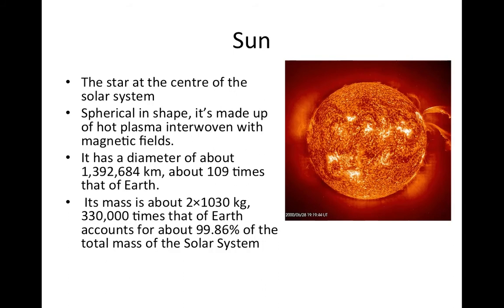I mean, the mass of the Sun is two times 10 to the power 30 kilograms. So that is really, really massive. I mean, that is 330 times that of the Earth's. So it accounts, as I said, for 99.86% of the total mass of the solar system.